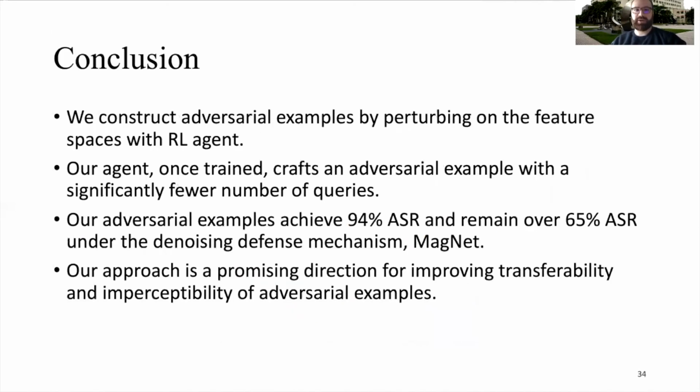So to conclude this work, we have constructed adversarial examples by perturbing the feature space and using a reinforcement learning agent. Once we have trained our agent, crafting an adversarial example needs significantly fewer queries compared to the other works. Our adversarial examples achieved a 94% attack success rate and remain over 65% of that attack success rate if the targeted network is equipped with sanitization techniques such as MagNet. And we think that our approach is a promising direction for improving the transferability and imperceptibility of adversarial images.